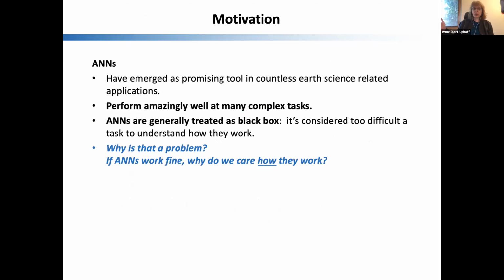So again, the motivation, you've heard some of this from Amy. Why do we care about these visualization methods? So neural networks have emerged clearly as promising tools in countless earth science-related applications, otherwise all of you wouldn't be here today. They perform amazingly well at many complex tasks, and they're generally treated as a black box. It's usually considered too difficult a task to understand how they work. So why is that a problem? If they're working fine, why do we care how they work? Why don't we just leave them alone and say they're doing their job, so let's just not worry?